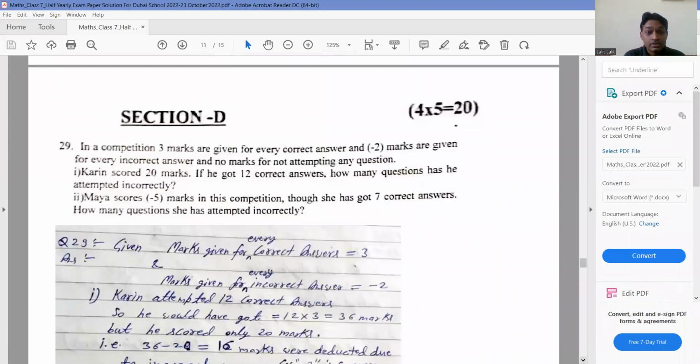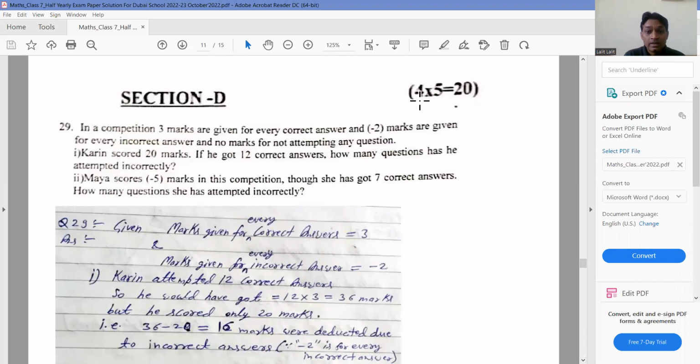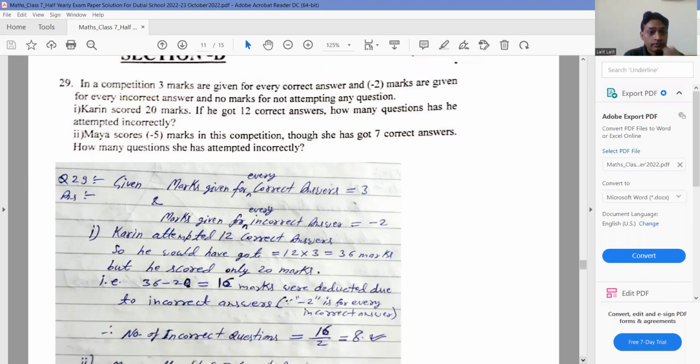Now section D. They have 4 questions with 5 marks each. Okay. So first question. In a competition, 3 marks are given for every correct answer and minus 2 marks are given for every incorrect answer. This is a very important question and it generally comes in most of the exams, even in competitive exams also. And no marks for not attempting any question.